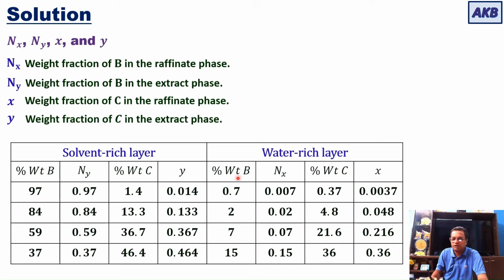Then the percentage weight of B in the raffinate layer is converted to Nx, that is, the weight fraction of B in the raffinate layer, by dividing the percentage value by 100. And then the percentage weight of C is converted into small x by dividing the percentage value by 100.